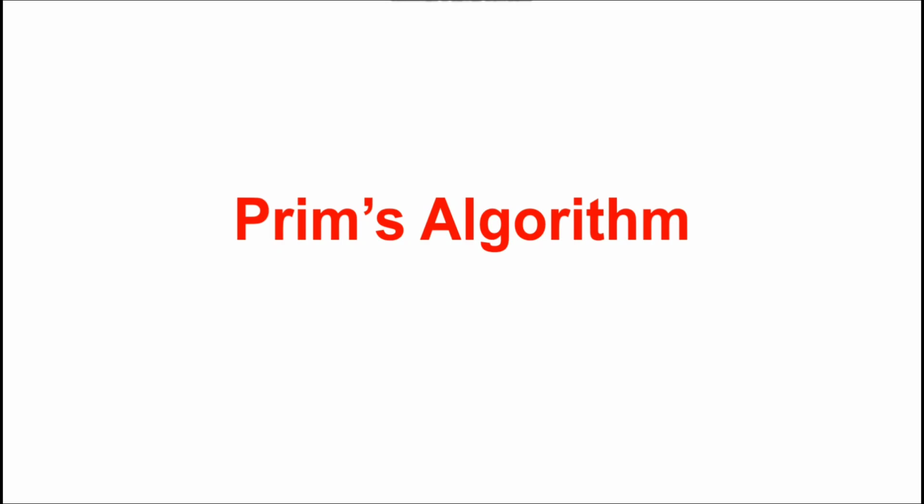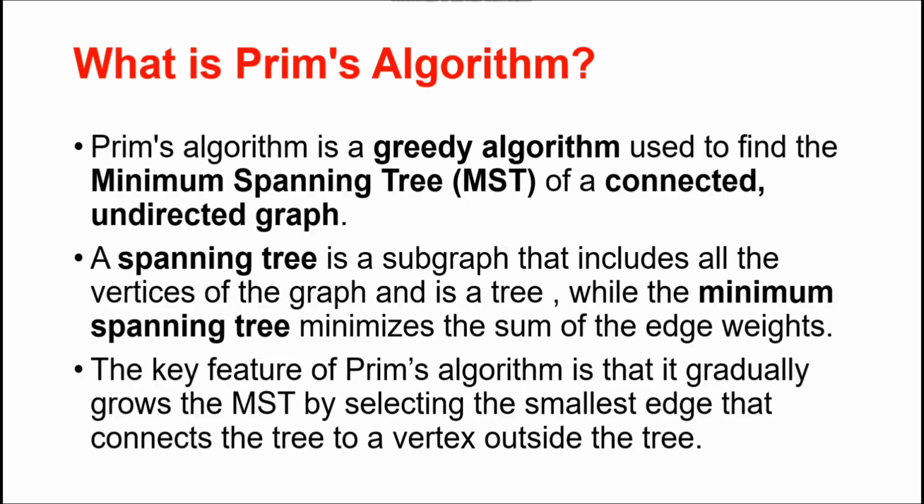In this tutorial, we will learn about Prim's algorithm. This is the minimum spanning tree algorithm. It is a greedy algorithm used to find the minimum spanning tree of a weighted graph. It starts with an arbitrary vertex and repeatedly adds the smallest edge that connects a vertex in the minimum spanning tree to a vertex outside of the minimum spanning tree until all vertices are included.